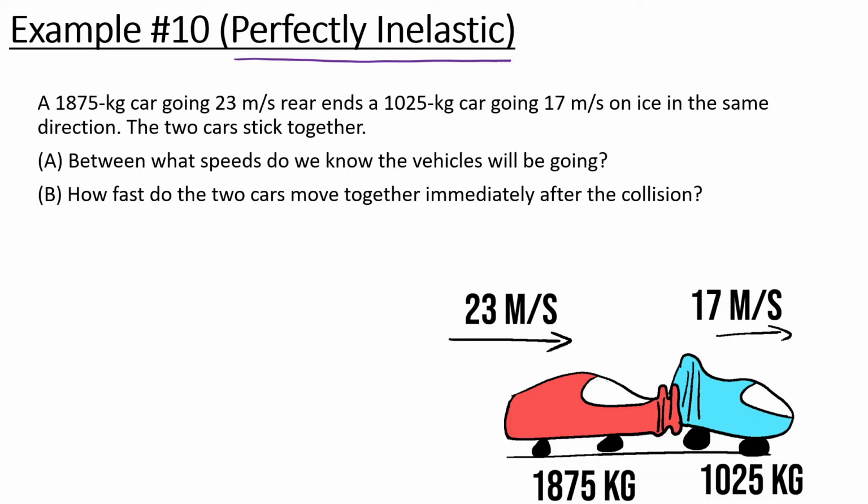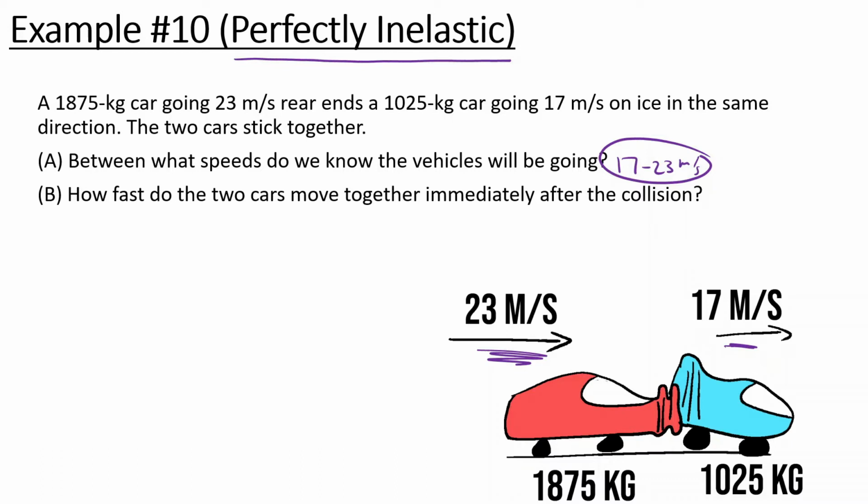So if this car in red here hits this car going 17 meters per second and they stick together like this, we should know that their velocity should be between 17 and 23 meters per second. That should make sense because this car will slow down after the hit while this car will be going faster after the hit. So the answer we should be looking for should be between that.